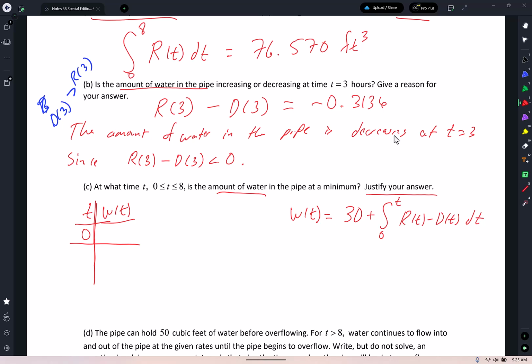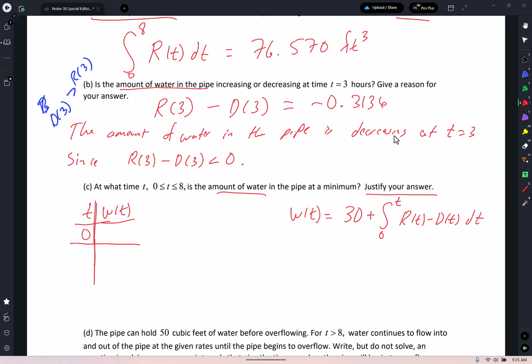Remember, guys, when we integrate R of t minus D of t, that tells me how much water is in there. You could have done 2 separate integrals: the amount of water that flowed into the pipe, and then subtract the amount of water that flowed out of the pipe. You could have done both. But integral properties, are you guys okay with that?